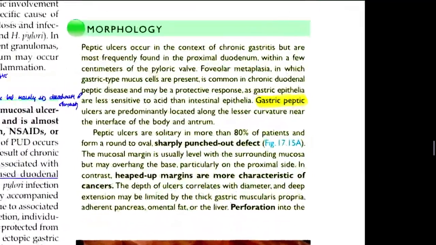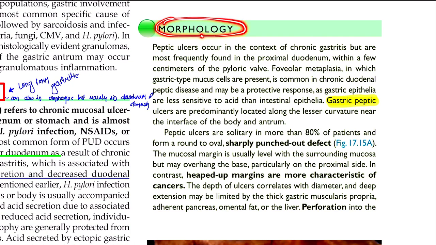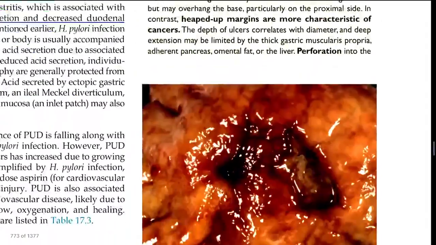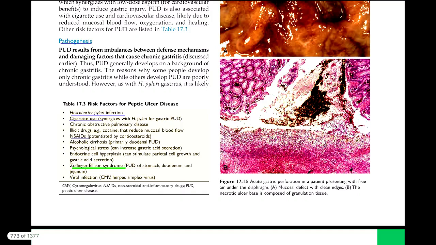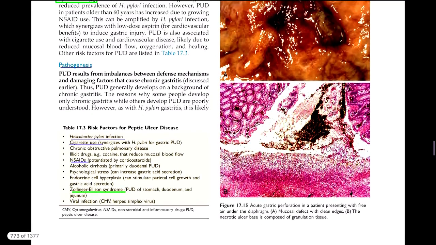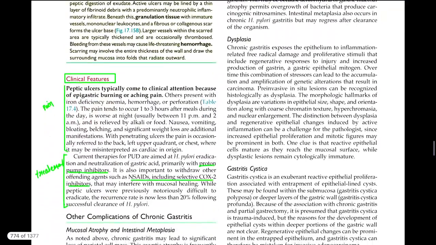Now moving further, we have morphology. Under morphology, earlier it is explaining duodenal ulcer. Later on it is talking about gastric peptic ulcer, as we have already mentioned in the description and in the differences. And these are the diagrams showing mucosal disruption. Talking about the clinical features, as we have already said, there is pain, epigastric pain, and how and why they get relief.